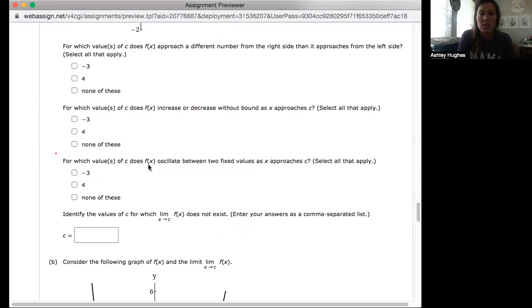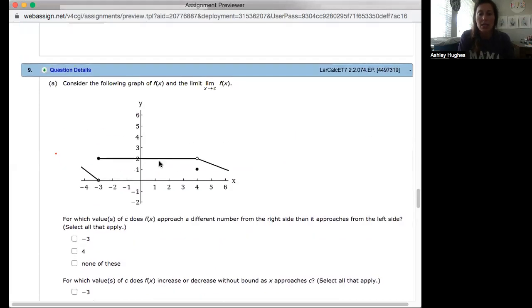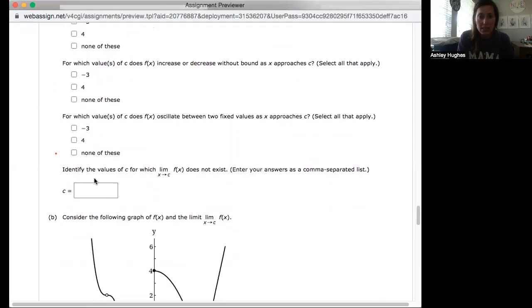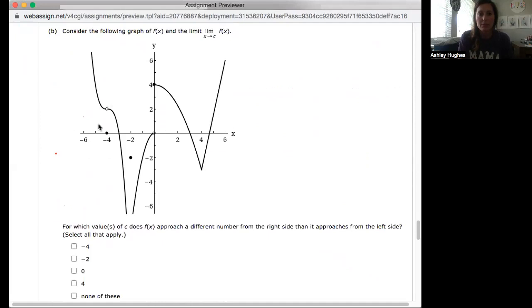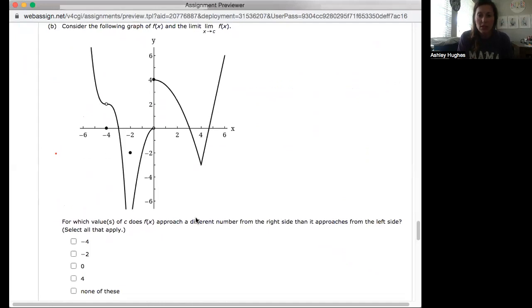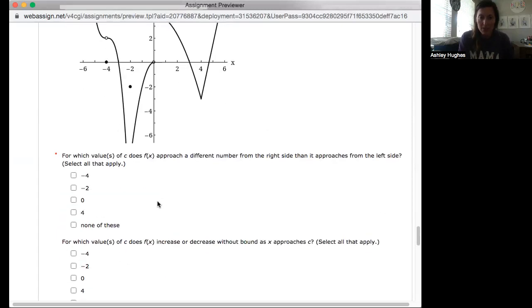For which values of c does f of x oscillate? You don't see that crazy oscillation like we did in the lecture for this one. Identify the values of c for which the limit does not exist. So in this case, there's only one, and that would be at the jump at -3. Which values does it approach a different number? So where's the jump in this graph? You're looking through from your left to your right. Where is the jump? And that would be here at x equals 0. So that would be 0.